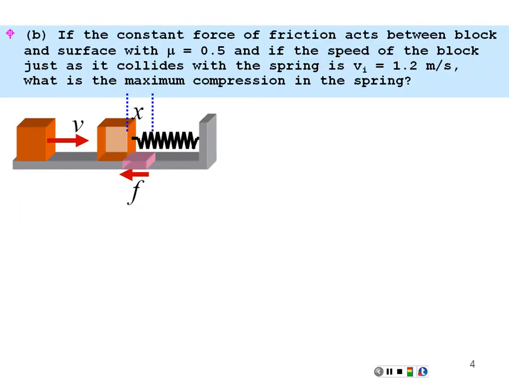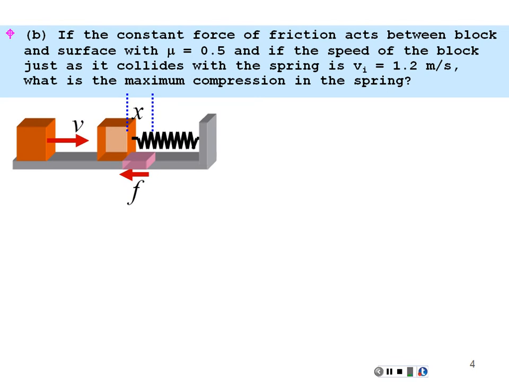If a constant force of friction acts between the block and the surface with a mu of 0.5, and if the speed of the block just as it collides with the spring is still 1.2 meters per second, what then would be the maximum compression in the spring? So it's the same problem, only now there's going to be friction acting on it as it's compressing the spring. How do we deal with this problem?